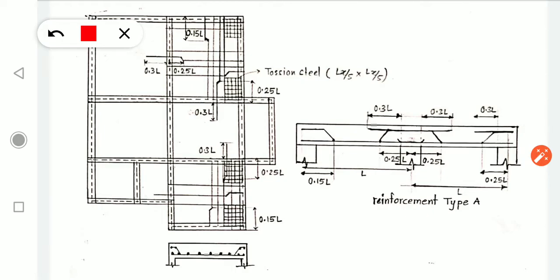One bar is placed continuously, then the next bar is also continuous. Now the alternate bend is on this side. At what distance will you provide a bend over here? You will provide a bend at a distance of 0.15L, because it is an exterior support. And you need not continue it because the structure ends here.